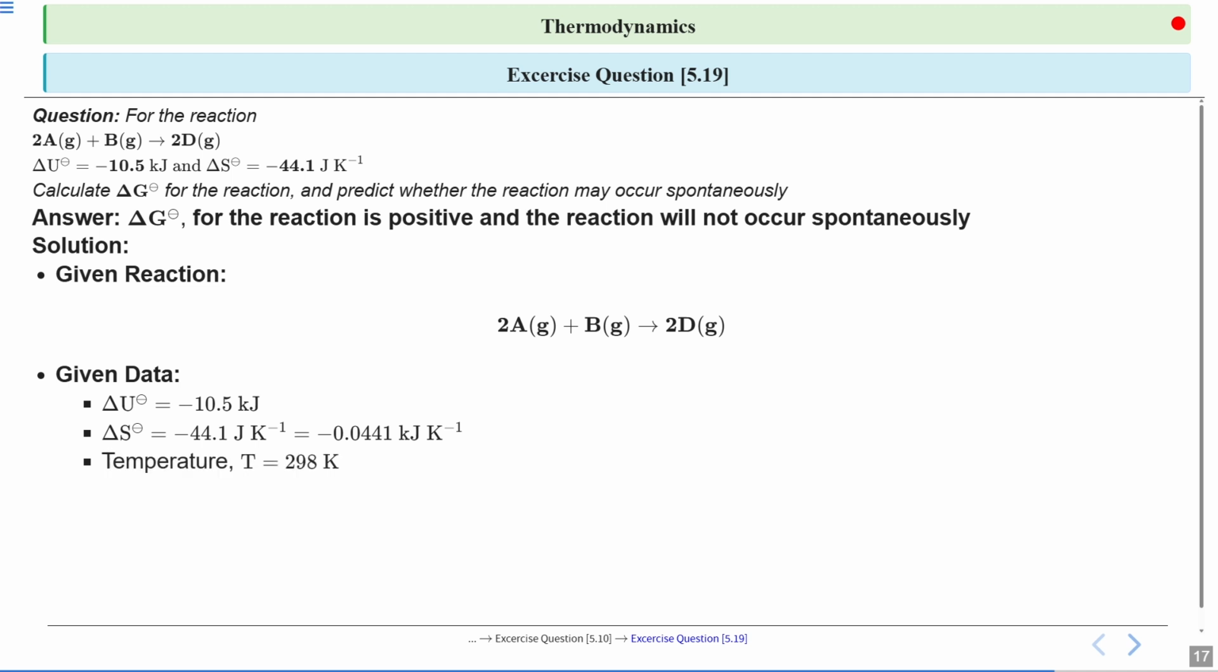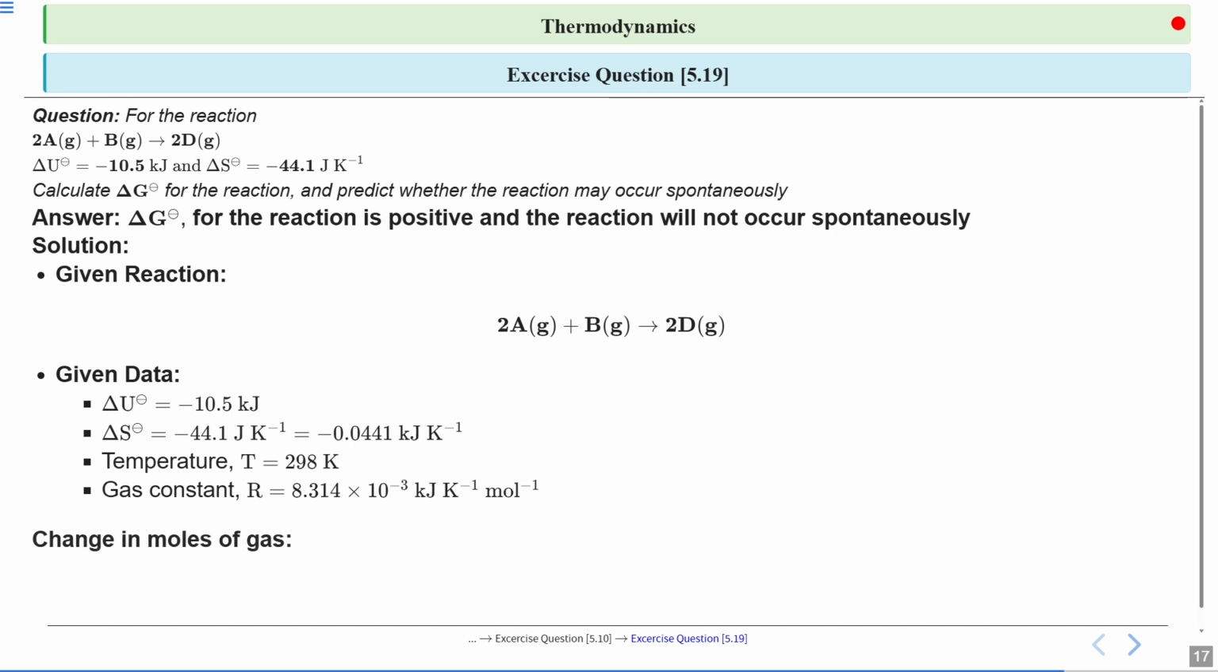The temperature is also mentioned. It is 298 Kelvin. And the gas constant is 8.314 into 10 to the power minus 3 kilojoule per Kelvin per mole. Now, why am I taking the temperature as 298 Kelvin? Why have I said that it is given? Because all of these values are at standard conditions.